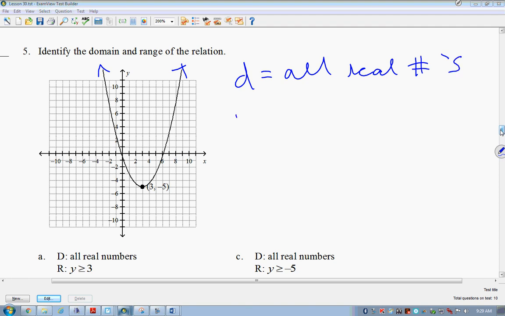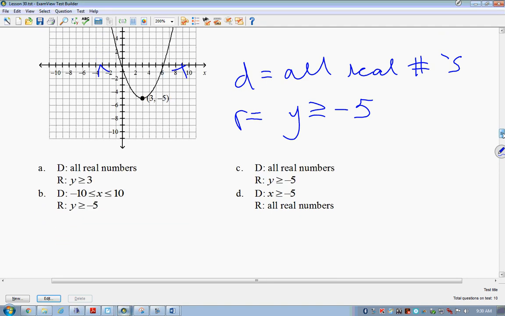Okay? But my range, or my y, does it have a minimum or a maximum? Has a minimum. All right, because it has a minimum, is it going to be less than or equal to or greater than or equal to? Greater than, because from here it goes up. Greater than or equal to what? Negative 5. We look for the y part of that. Y is greater than or equal to negative 5. I think we see that with C, correct? Okay, I think so. C is our answer.